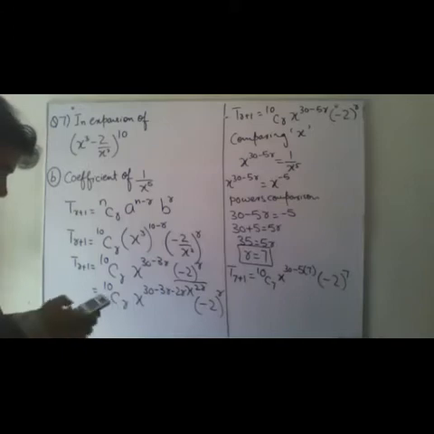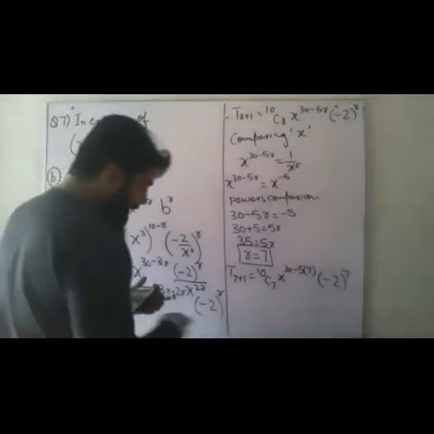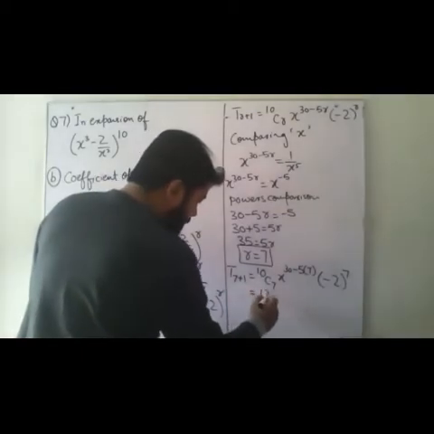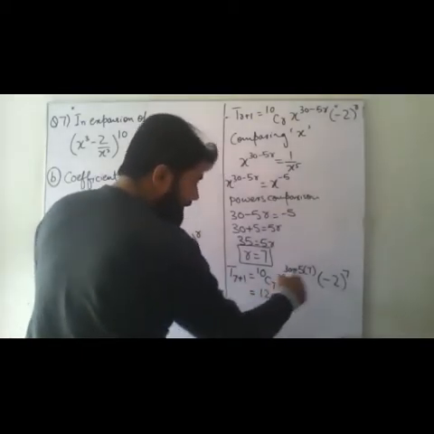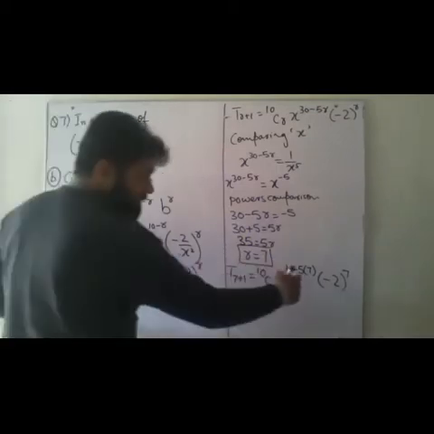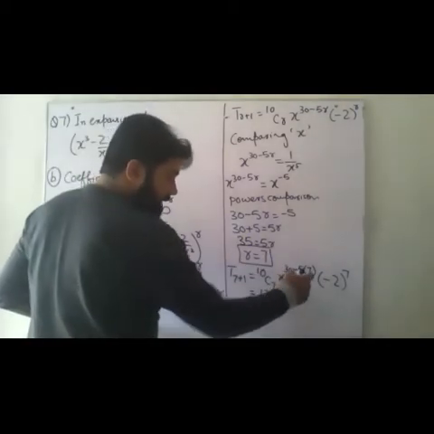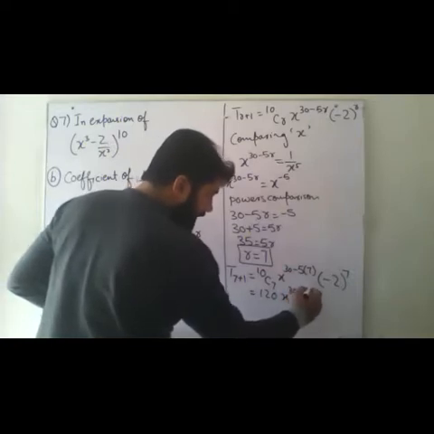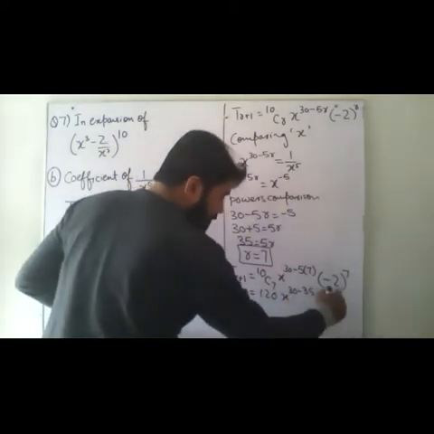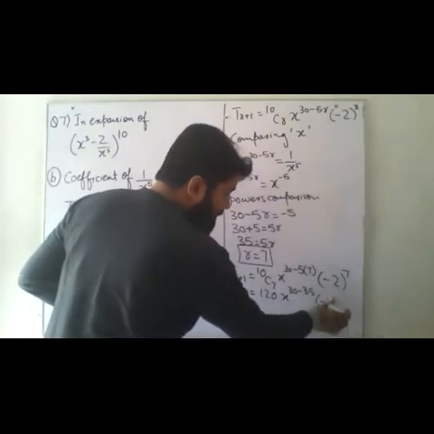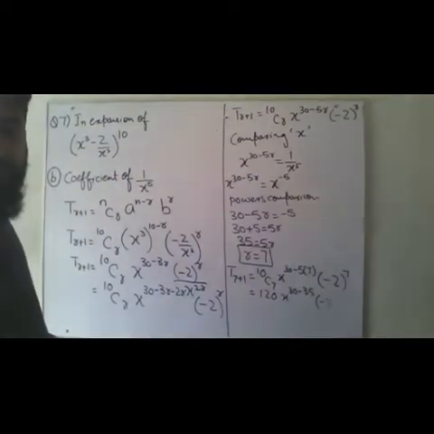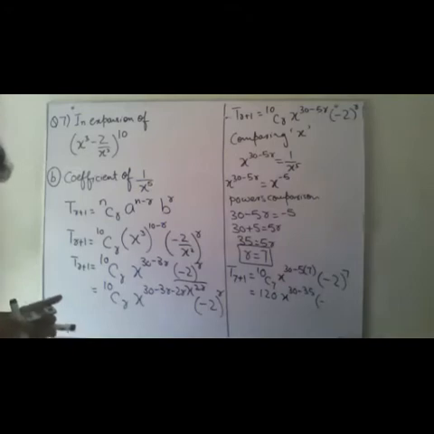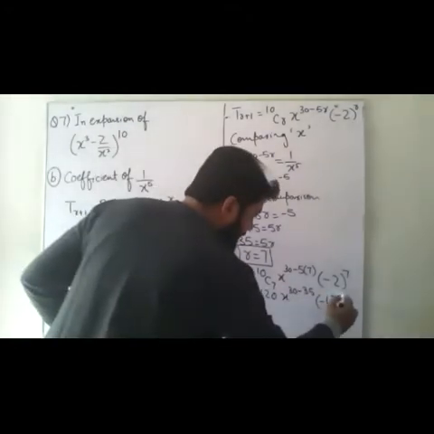Now first of all, 10C7. The answer is coming 120. Now 30 minus 5 into 7, that is 35, so this will become x^(30 minus 35) and then minus 2. Minus sign will remain because power is negative. And 2 to the power 7, the answer is coming minus 128.